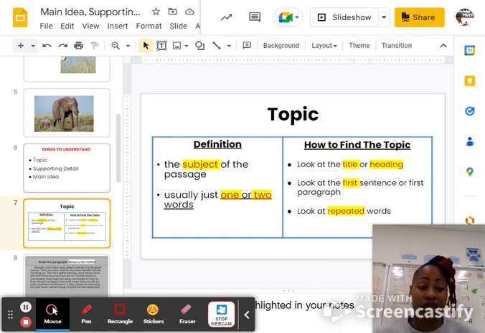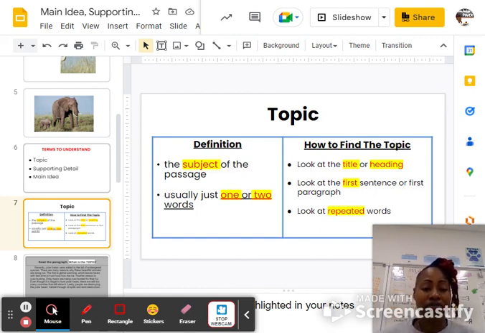Just like when we talked about theme, and we know that theme is a statement, a universal statement that applies to everyone, but the topic, right, was one or two words. We talked about topic before. So this is just emphasizing again, the topic is only going to be one or two words. It is not a sentence.